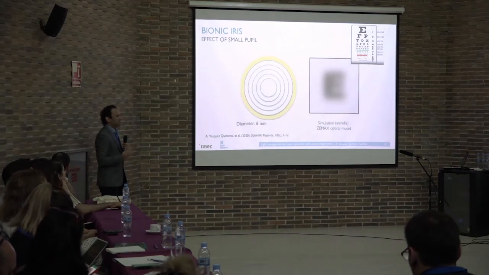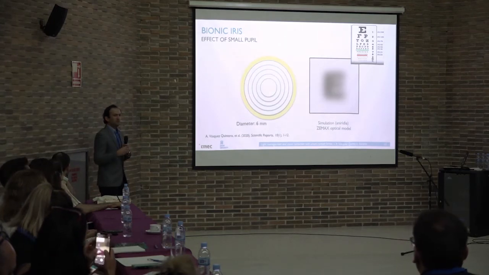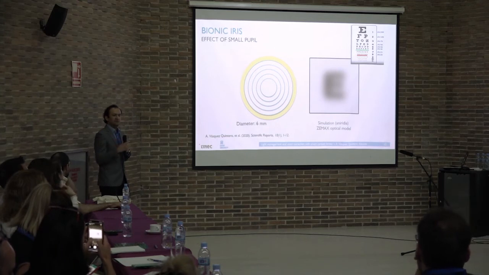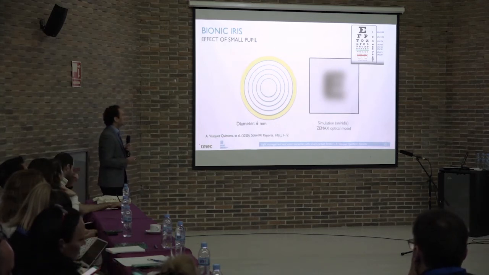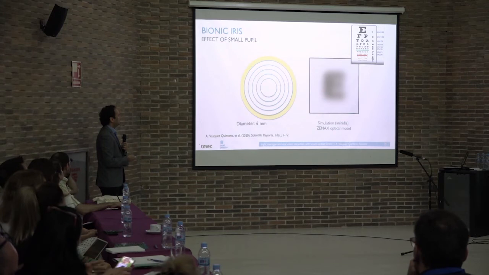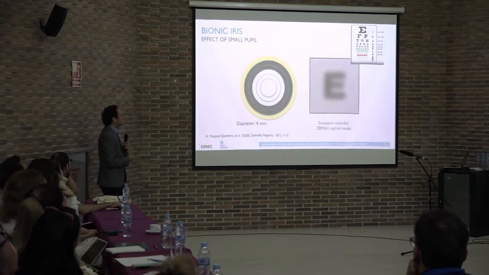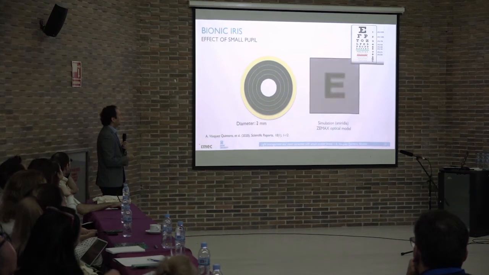And then we start to do simulations. What if we put the contact lens and we start to decrease the size of the pupil? Then in this case, we have a 6mm diameter, and then you start to recognize the letter E. And then we start to close down the diameter until we get to 2mm in diameter.